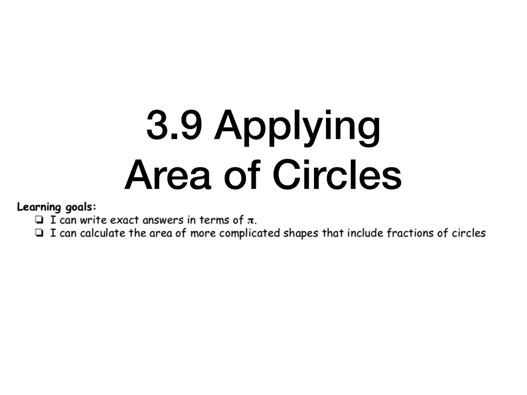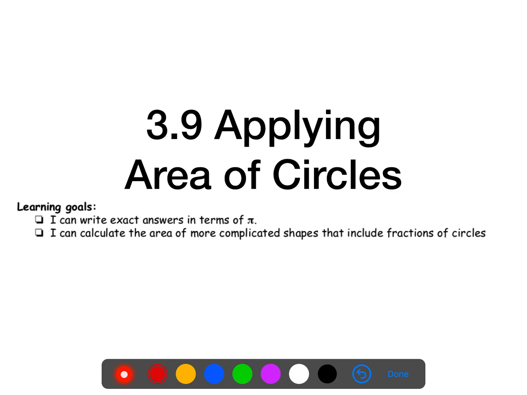We're going to look more at the area of circles, and we are going to focus a lot today on this part of our learning goal right here, giving exact answers in terms of pi. The last couple days we've been working on finding the area of circles, but we don't give our answer in terms of pi. What we do is we round pi to 3.14. And that's okay in most instances.